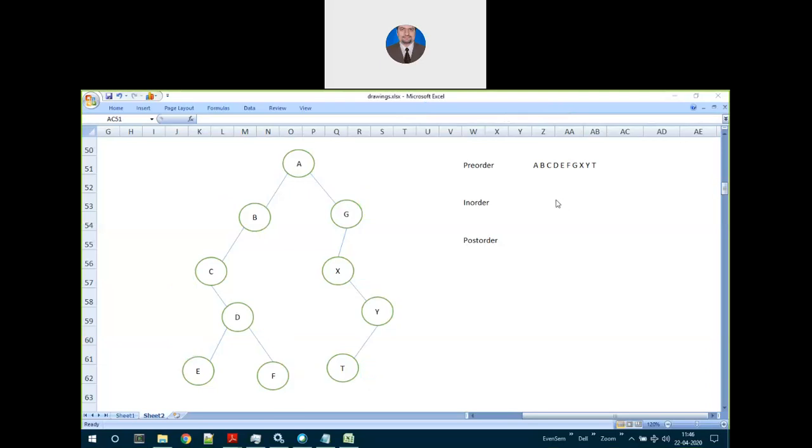Okay. Now you tell me what will be in the in-order. Pre-order is simple. In-order and post-order are a little difficult. Not fully difficult, a little difficult. What will come in the in-order? Which is the first one?